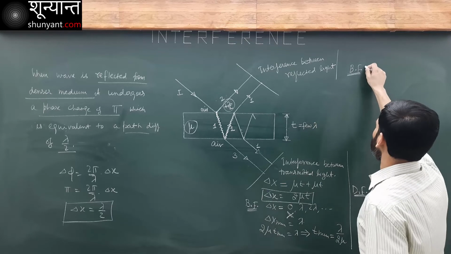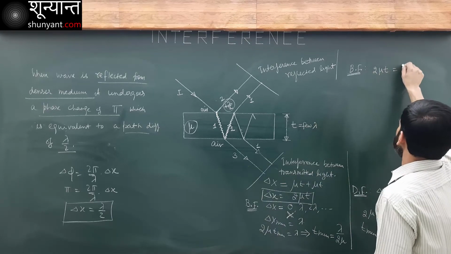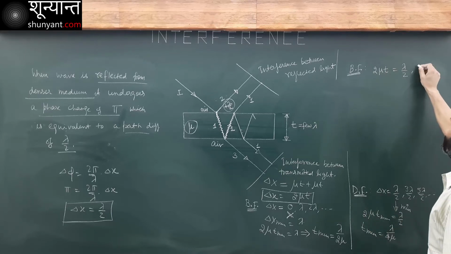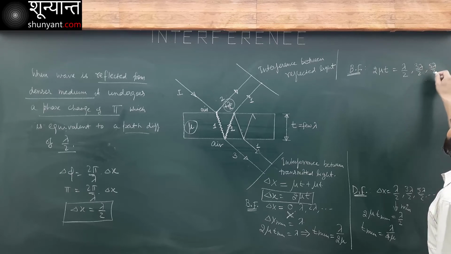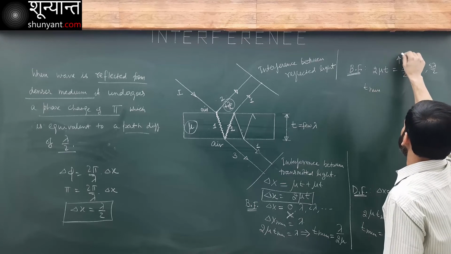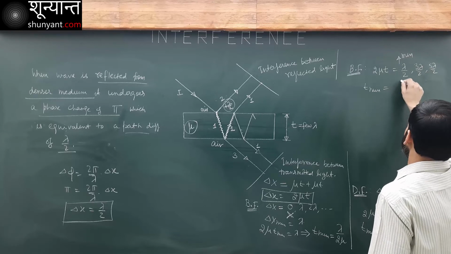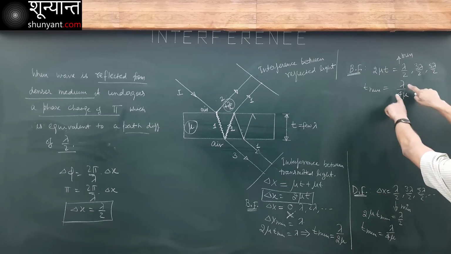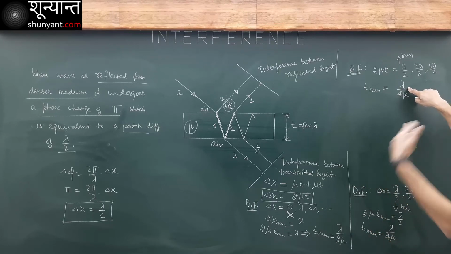So that means for a bright fringe, this 2 mu times t should be equal to lambda by 2, or 3 lambda by 2, or 5 lambda by 2, like this. So t minimum, this will correspond to minimum, will be equal to lambda over 4 mu. Conditions have reversed. Conditions have exactly reversed.